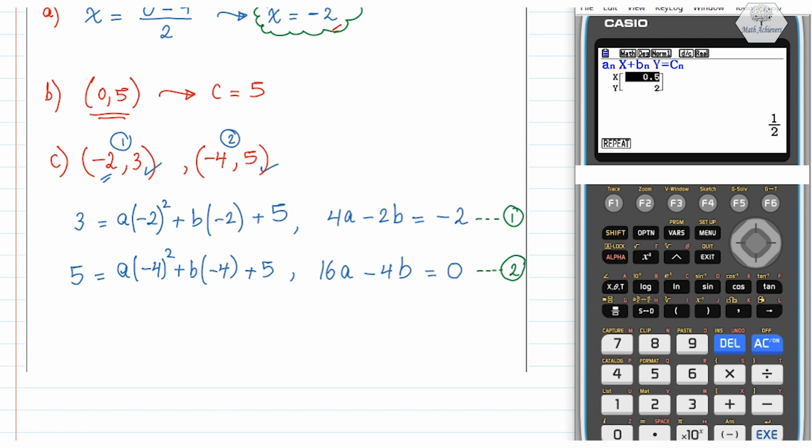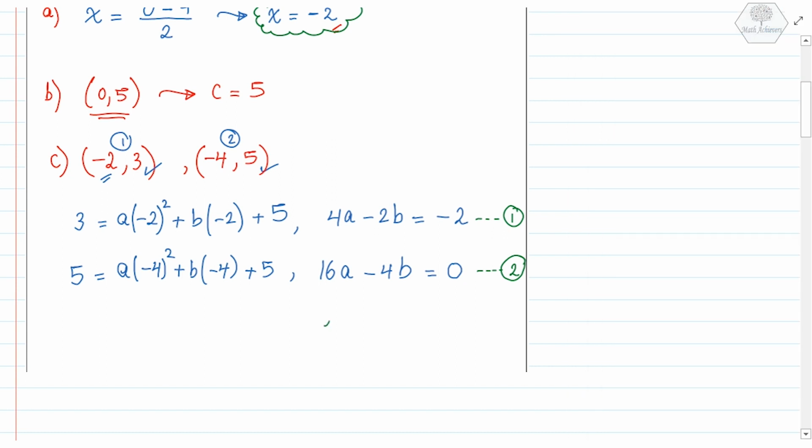So now, simply a is equal to half, and b is equal to 2. And by this, we could find the values of a and b by forming 2 equations, first using the given points, and then using the graphical display calculator to solve the 2 formed simultaneous equations.